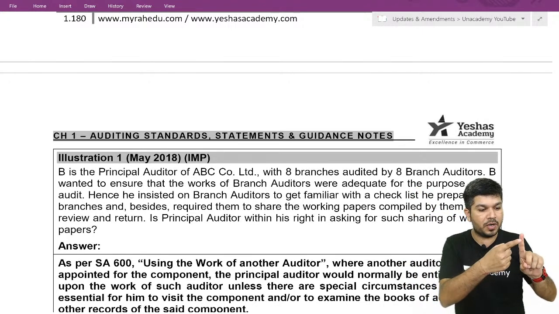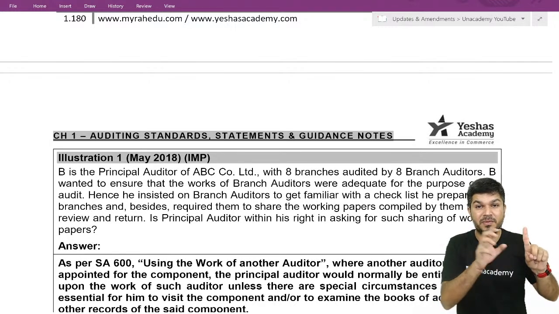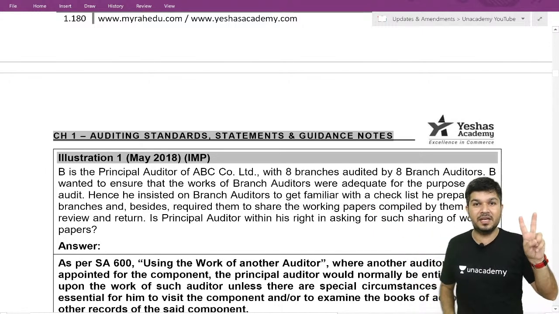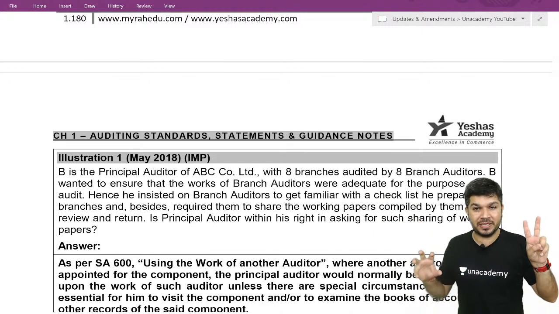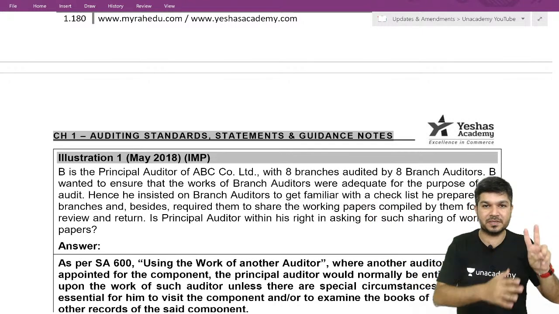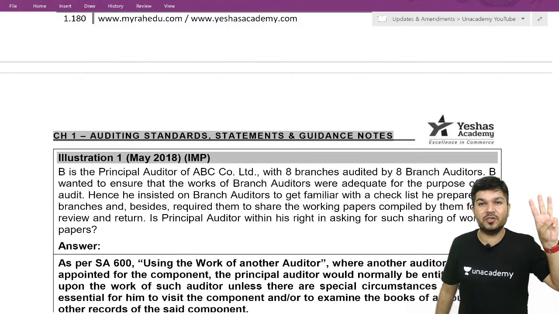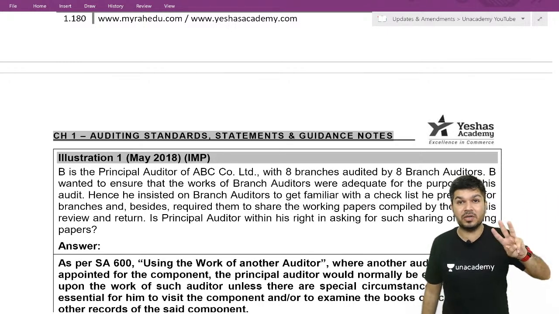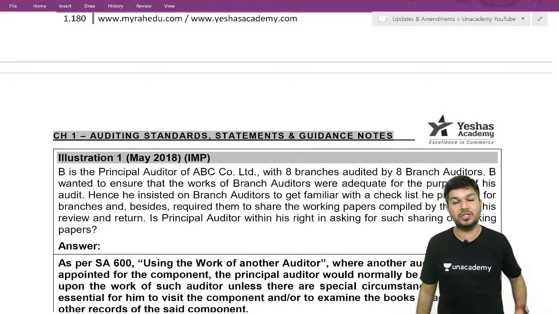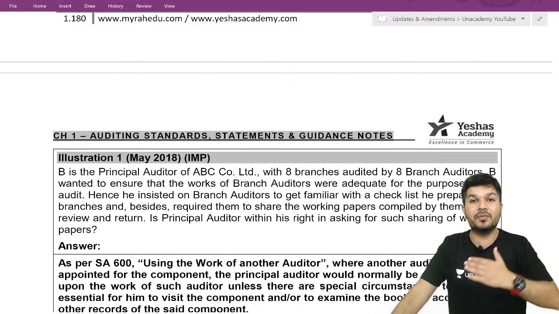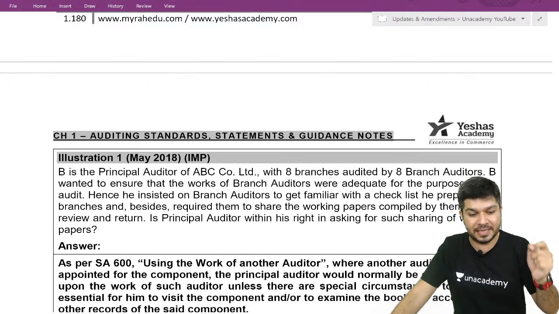One, they want to appoint you as a principal auditor. What are the factors you consider before accepting the position as a principal auditor? That's one. Second, how will you evaluate that the work performed by the other auditor is adequate for your purpose? That can be the second. And do I need to bifurcate in my report how many branches are audited by someone else? Yes. You need to mandatorily write how many branches were audited by someone else. We have relied on the report given by them.